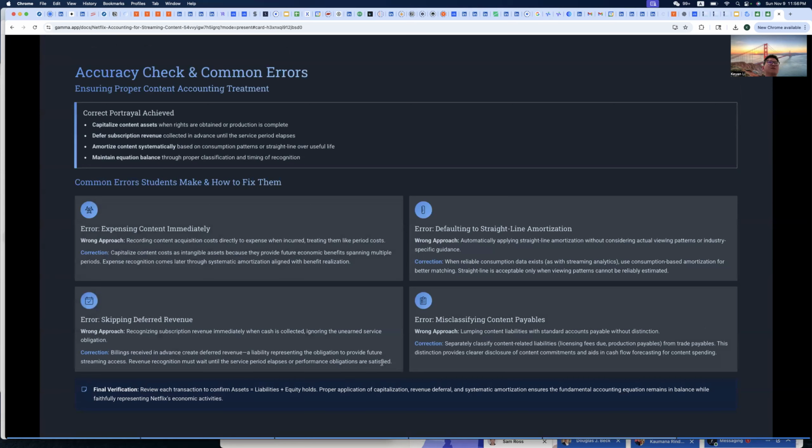So there's the accuracy check and the common errors. The correct treatment is achieved by capitalizing the content asset when the rights are obtained or production is complete.